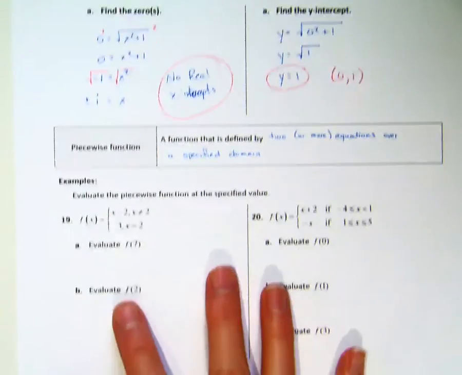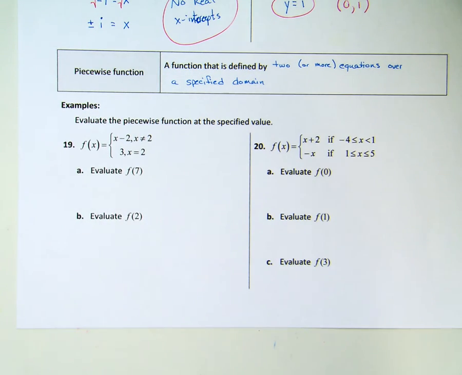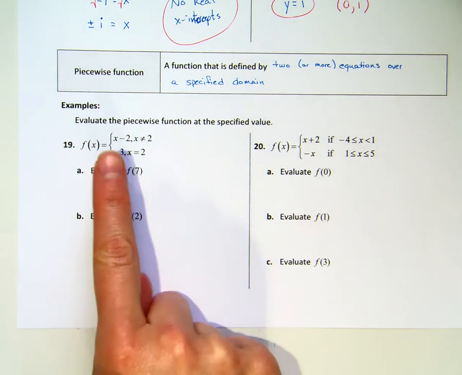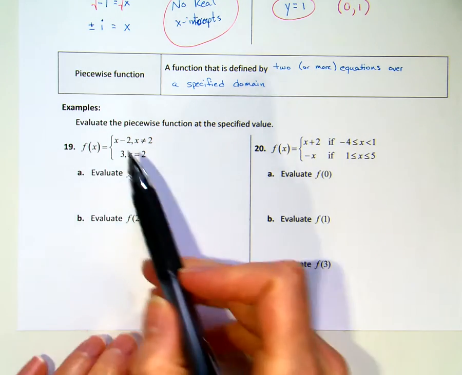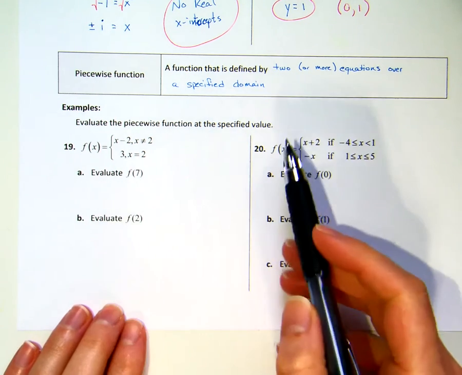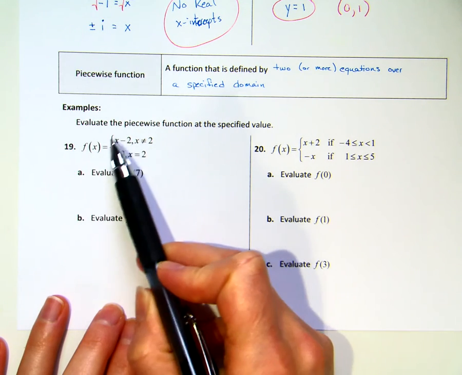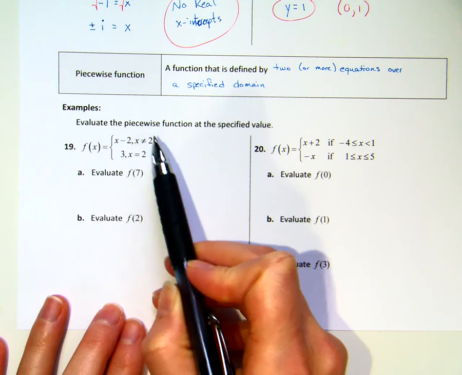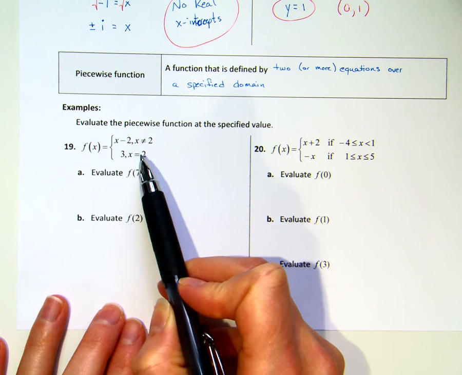Now, our official definition says that we have a function defined by two or more equations over a specified domain. So algebraically, these are what our piecewise functions will look like. We're still going to have the f of x, but we're going to have a couple different equations that f of x equals. So here we've got f of x equals x minus 2 when x does not equal 2. It equals 3 when x equals 2.